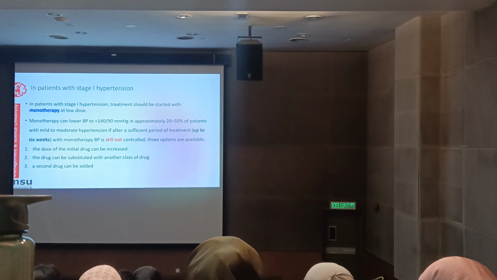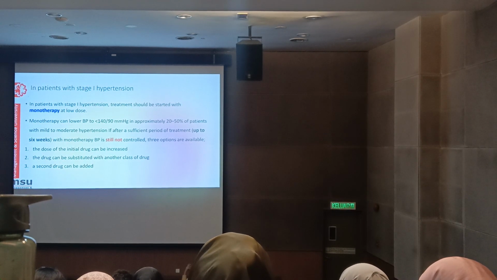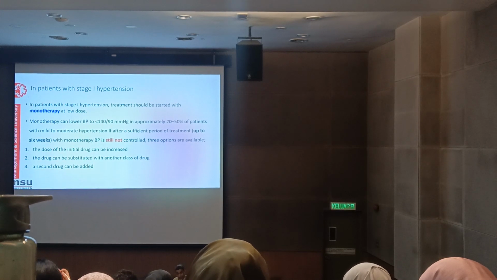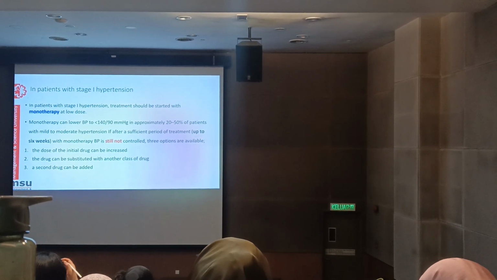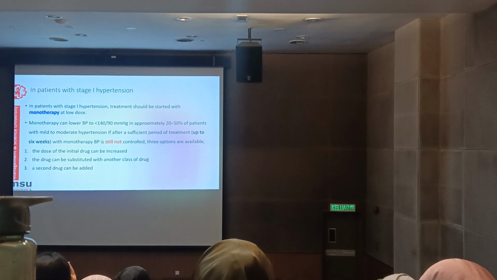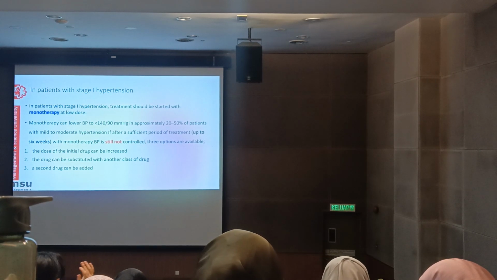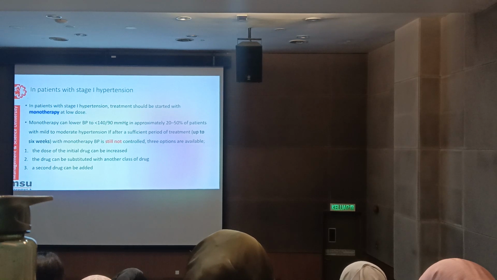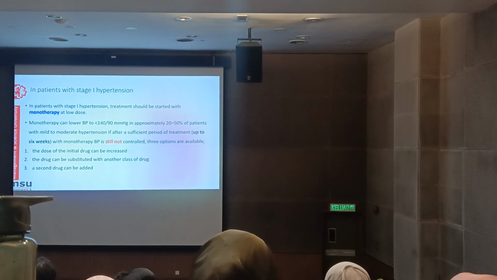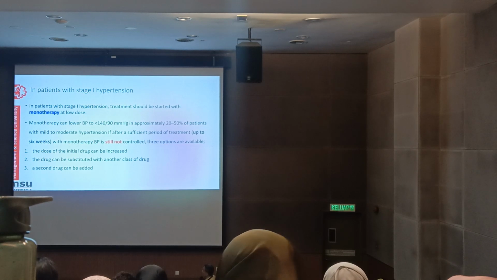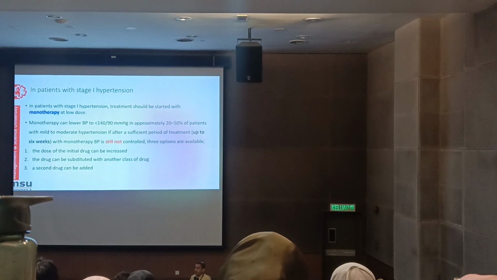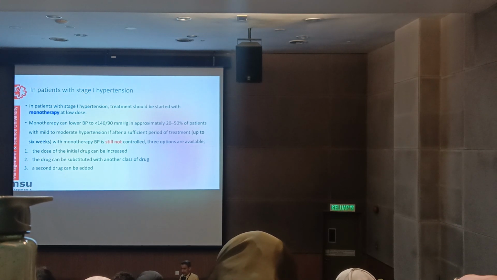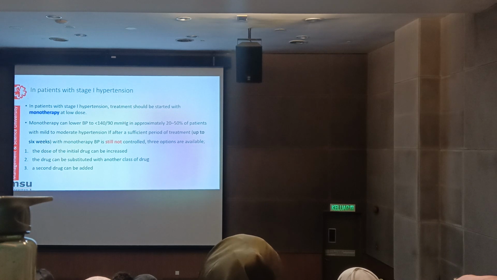Now, if the patient has stage 1 hypertension, when I say stage 1, what does it mean? Mild hypertension, right? So monotherapy can lower the blood pressure to less than 140 over 90 mmHg in about 50% of the patients with mild to moderate hypertension, after a sufficient period of treatment. When I say sufficient period of treatment, normally 4 to 6 weeks. If not, then you have to go for another one with monotherapy.